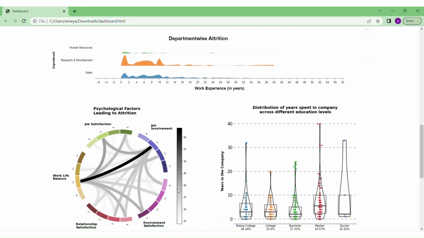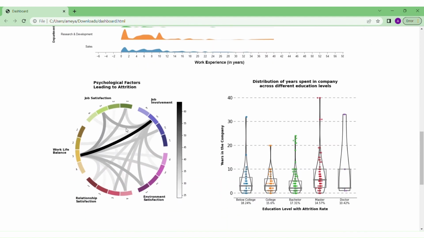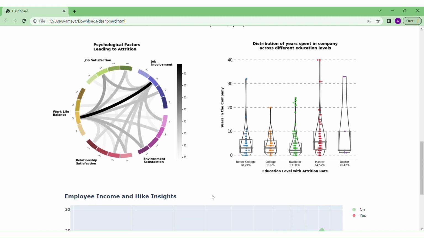Talking about the psychological factors, we can see there is a clear relationship between job involvement and work-life balance. So this consists of major number of employees who have resigned the organization. Here we can see the violin plots where bachelor's and below college degree holders have the highest attrition rate. This could be a possible reason where people leave the organization to pursue their further studies.